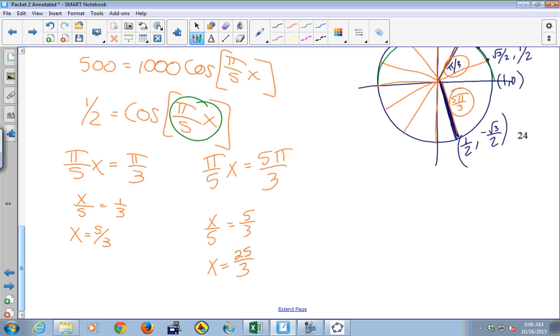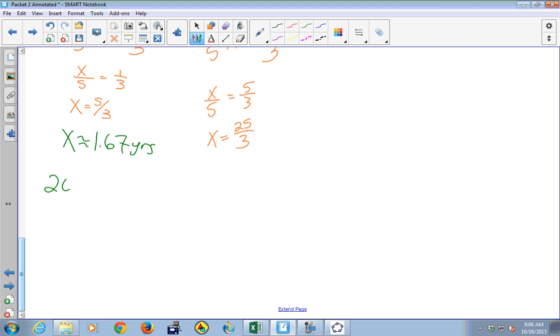So 5/3, that's what? A year and 2/3? Yeah, 1.67 years after the year 2000, because that's time t equals 0. So that is 2001. What month is 2/3 of the way through a year? September. 2/3 of 12 would be 8. Yeah, and you'd be like September 1st. Is that right? August, September.